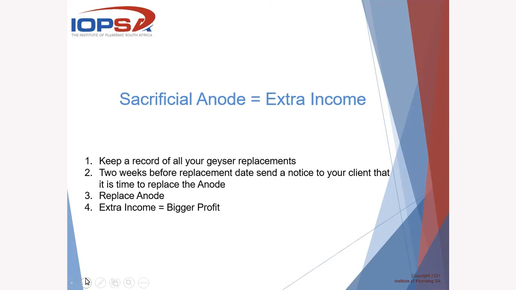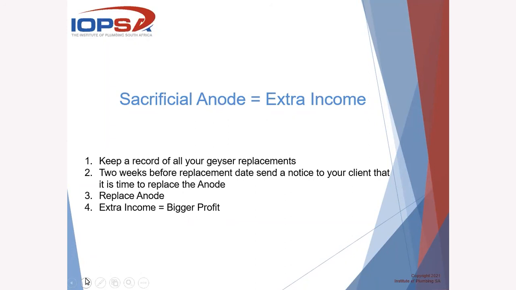Now, just for example, if you do around 10 anode replacements a month, you could add an extra 10 grand to your bottom line. That's a lot of money. For the bigger guys, they're probably not going to feel it too much, but for the smaller guys, the maintenance plumber, 10 grand extra a month, that's not a bad income. So definitely have a look at that. And if you send out 10 renewal notices a month and you only get 7, well, that's 7 extra grand that you never had before.